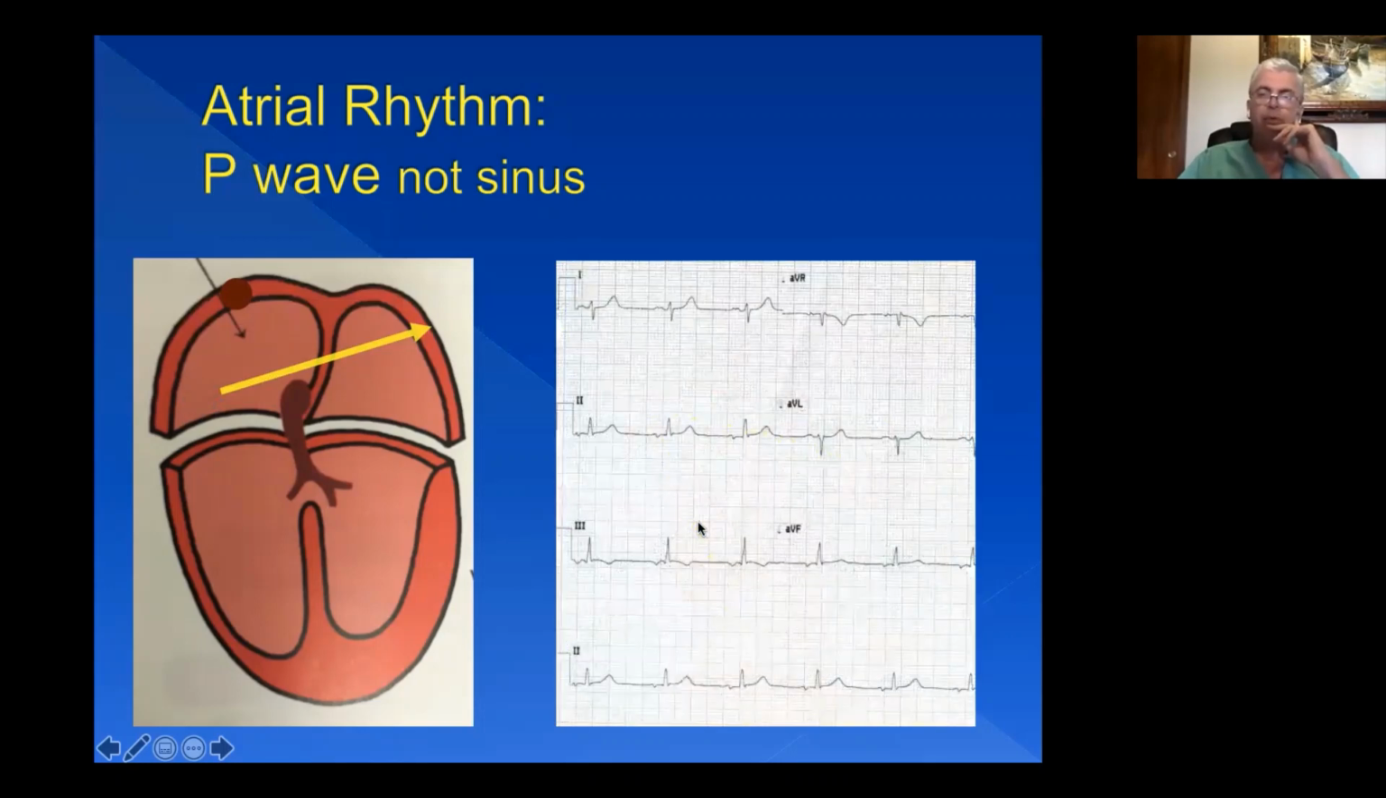So, as a rule, once again, let's look at this ECG quickly. Practice: narrow QRS, supraventricular. Options are sinus, atrial, or junctional. To be sinus, it has to be positive in lead 1 and positive in lead 2. It's not. So it's not sinus. The option left is atrial.